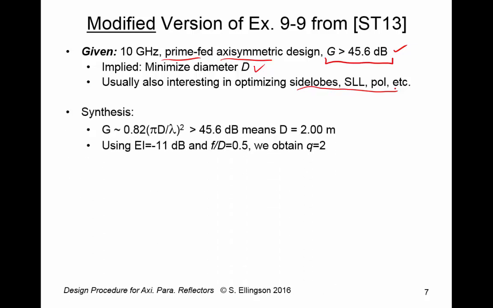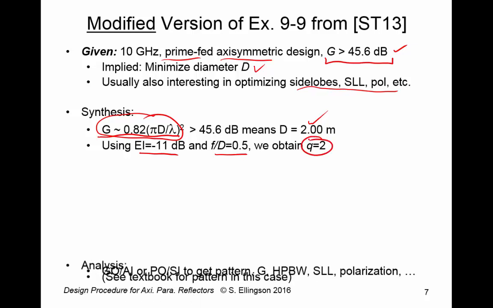So the synthesis phase goes like this. Here's our expression for gain for the baseline design. That implies that the diameter should be 2 meters. We simply solve this expression and we get 2 meters for the diameter. Using edge illumination of minus 11 dB, because we know that gives us optimum illumination efficiency for the baseline reflector design, and F over D equals 0.5 because we don't have a more specific idea of where to start, we get Q equals 2.